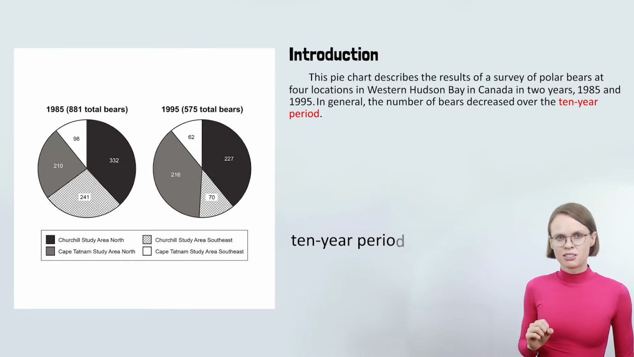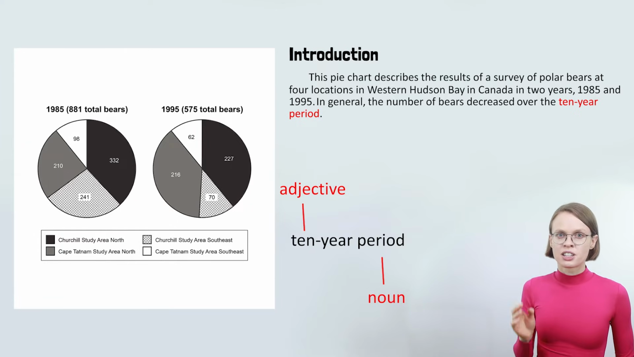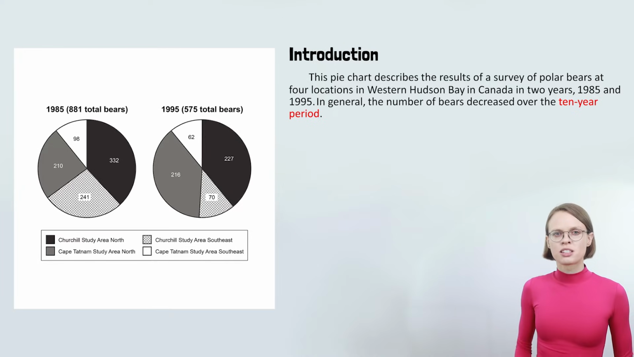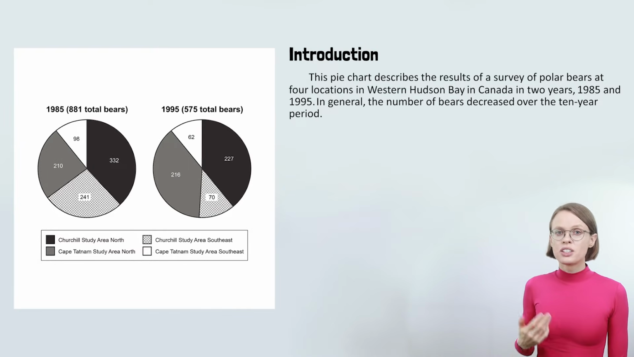In 10-year period though, period is the noun. 10-year is an adjective that describes the period in more detail. When using two words together as an adjective, you have to use a hyphen. That's very advanced English. Another example is a long-awaited dinner or hard-earned reward. The dinner is not long and the reward is not hard, so the adjectives are not used separately. Grammatical details like this are a great way to boost your IELTS writing band score.